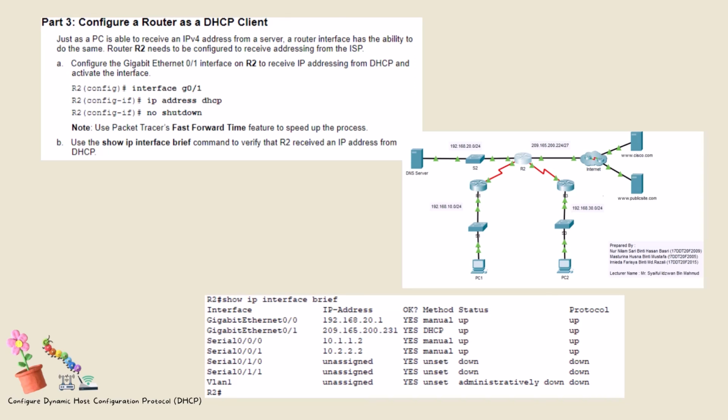Seterusnya kita boleh nampak gambar rajah di sebelah. Semua kabel telah hijau dan di sini terdapat semua paket telah menerima data dengan baik. Dan seterusnya kita masukkan command show IP interface brief. Di sini kita dapat lihat GigabitEthernet 0/1 dengan IP address 209.165.200.231 berada dalam keadaan yes, DHCP, status up, protocol up dan method DHCP.